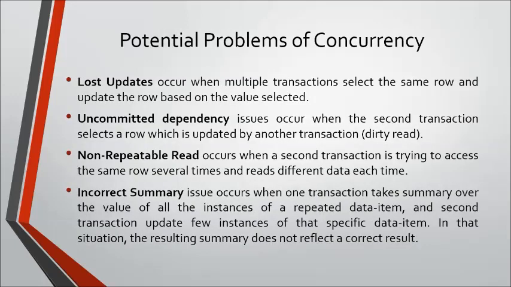Potential problems of concurrency. So we have lost updates, which occur when multiple transactions select the same row and update the row based on the value selected. Next problem, we have uncommitted dependency. This issue occurs when the second transaction selects a row which is updated by another transaction, also known as dirty read. Next, we have the non-repeatable read. It occurs when a second transaction is trying to access the same row several times and reads different data each time. Next, we have the incorrect summary. This issue occurs when one transaction takes a summary over the value of all the instances of a repeated data item, and the second transaction updates a few instances of that specific data item. In that situation, the resulting summary does not reflect a correct result.